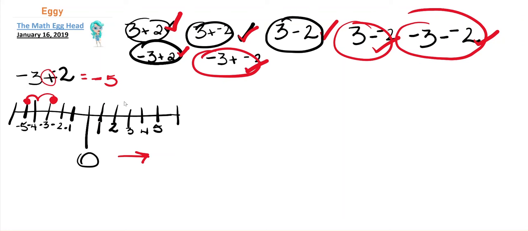I want you to also know that when you're adding 2 integers with the same symbol, meaning if they're both positive or they're both negative, you can add as normal and just copy the symbol. Make sure you do not lose the symbol.